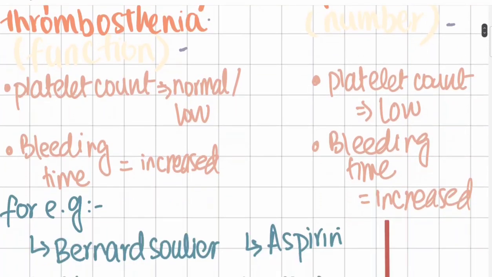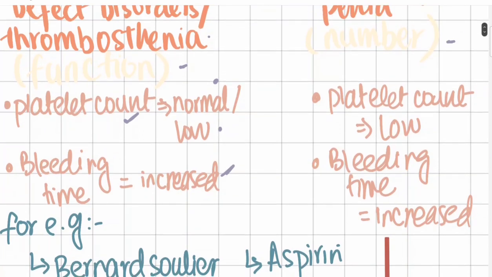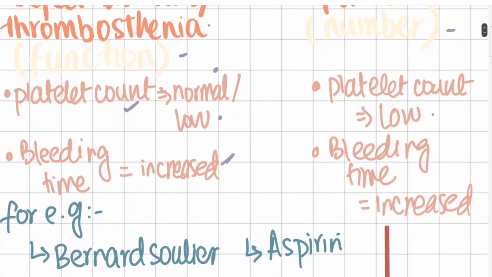When we know this, we need to know that in the function defects, the platelet count may be normal in most of the cases, and that can be low. But bleeding time is always going to increase. In thrombocytopenia, the platelet count is always going to be low, and the bleeding time is always going to be increased. This is going to be the basic lab profile that you're going to witness in patients of both these disorders.